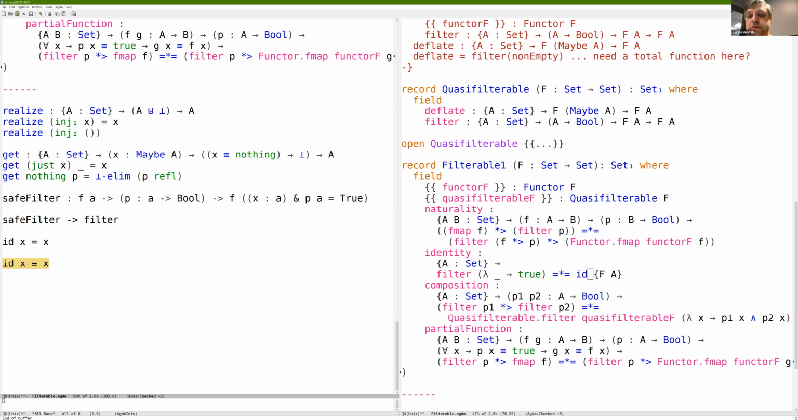I have examples of filterable functors that are not polynomial. You can take any covariant functor. I think I said that in the slide last time. You can take any covariant functor, f of a, and instead of f of a, you write f of 1 plus a. And that becomes filterable. It's a free filterable on the functor.